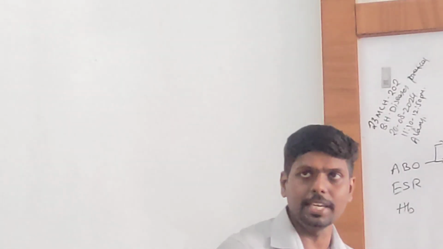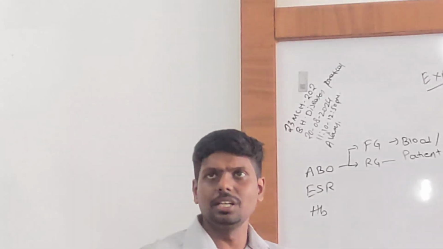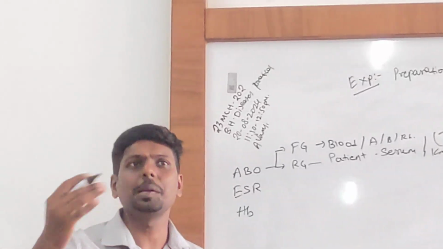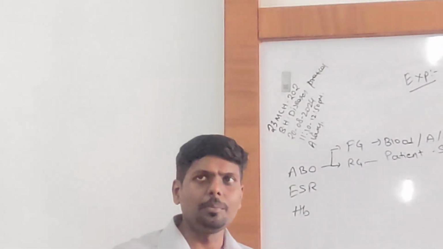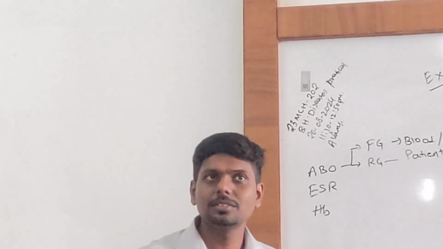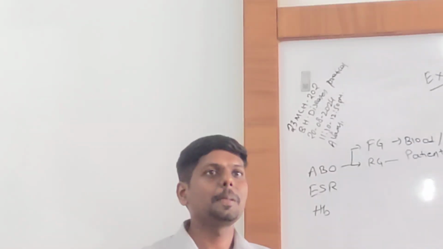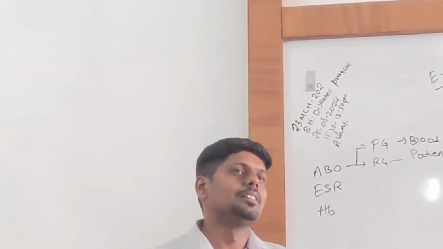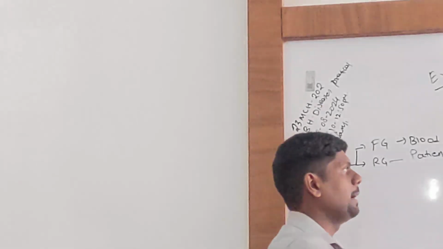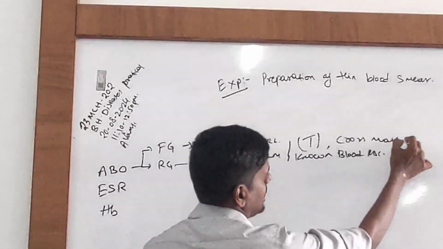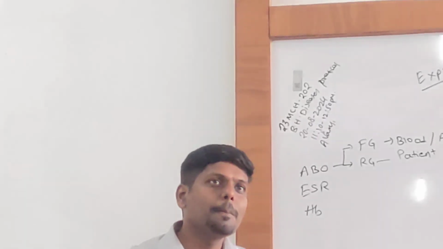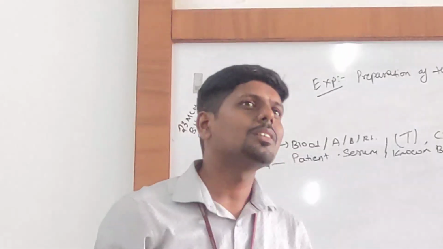What is the significance of ABO grouping? For transfusion and related. Is it only for transfusion? Apart from transfusion, is there any other purpose of ABO grouping? Any idea? Erythroblastosis fetalis. Maybe for the mother we are doing cross matching. That is a different topic. Any other purpose? Research. Immunity. What do you say?